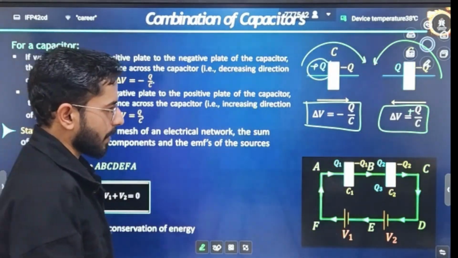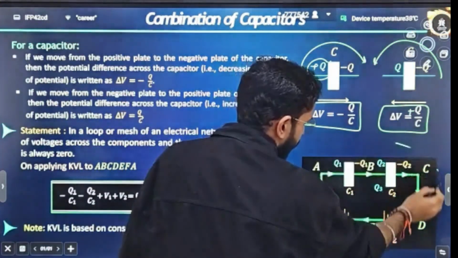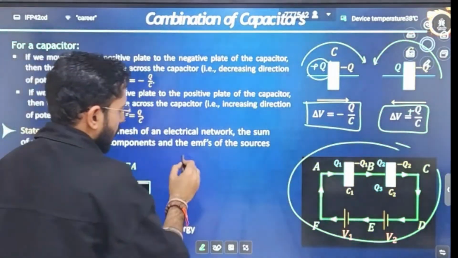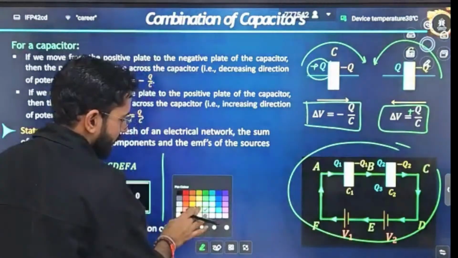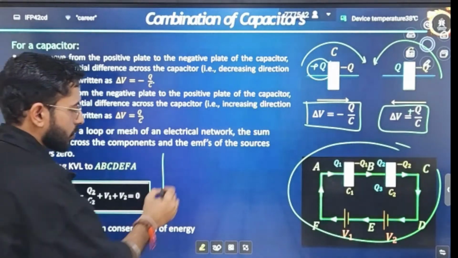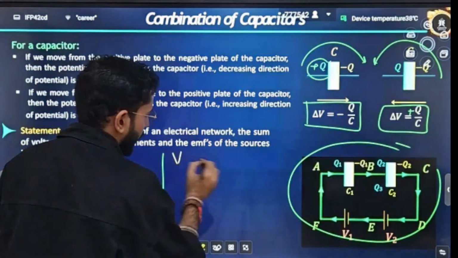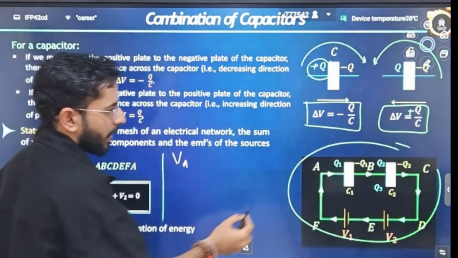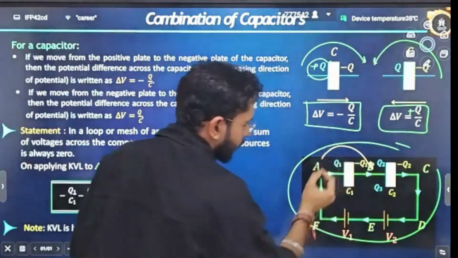Now apply KVL in this complete circuit. There is a circuit given to you and you have to apply KVL in this complete circuit. Anyways, you study a lot in depth in the current electricity topic also. Start from point A. Let's suppose the potential at point A is VA. Okay. Now what is the next thing coming in between? Now you will be reaching point B.